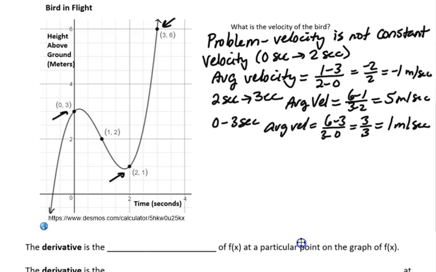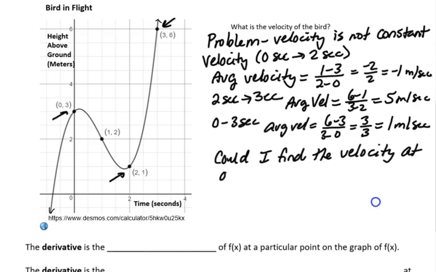But no matter what I do, every 2 points I pick, I'm going to get a different average velocity. And what if I wanted to know the velocity at a particular point? Could I find the velocity at one particular instant in time? That would be very useful. How do I do it though?